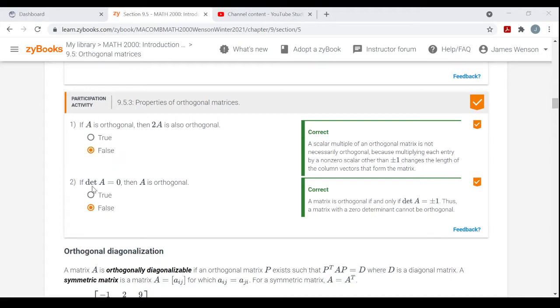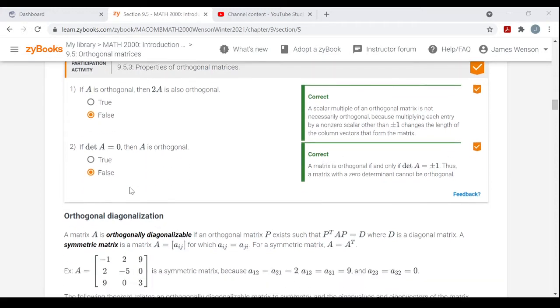Next: if the determinant of a matrix is 0, then that matrix is orthogonal? No way, I just said the determinant of an orthogonal matrix has to either be 1 or -1. Can't be 0. Also, again, I've said this already, just because the determinant is 1 or -1 doesn't mean it's orthogonal. It just means that it might be orthogonal. You still have to check: is the inverse the transpose? So be careful with that.